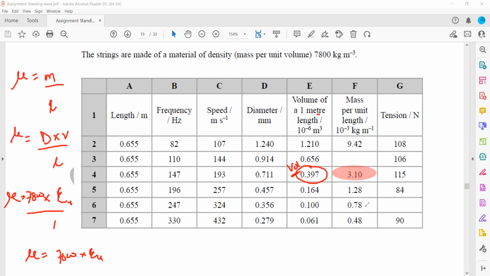Yes. If the same question was there, how is F6 calculated? This is F4. In that case, 7,800 multiplied by E6 will give us F6. Like this, volume multiplied by 7,800, we will get. And you can see when I multiply this by 7,800, I'll get this as 0.78, because there is exponent minus 6.